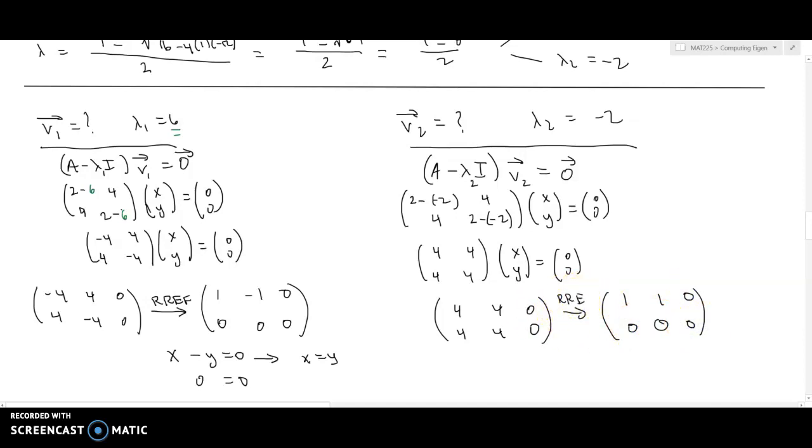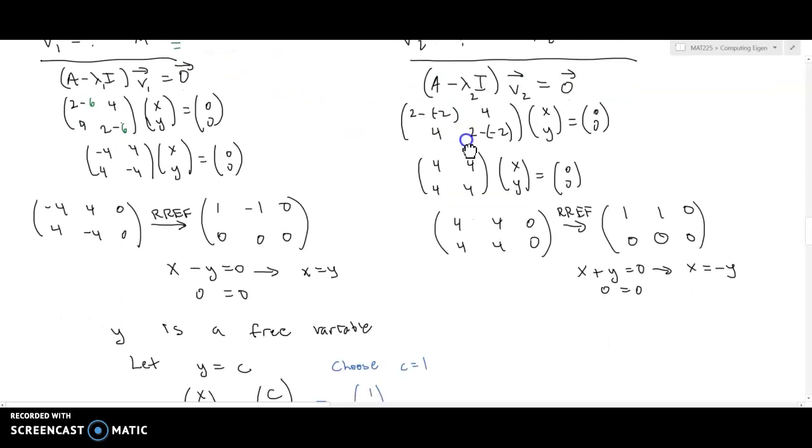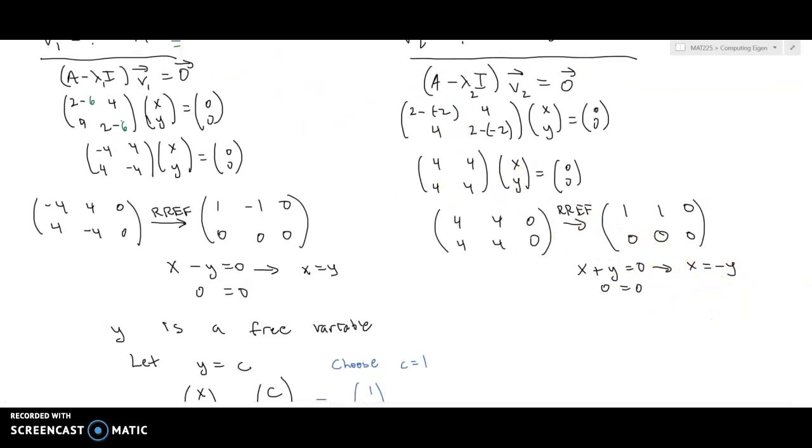And we can see that this is going to have infinitely many solutions as long as x plus y equals 0 and 0 equals 0. So for any eigenvector we will require that x is equal to the negative of y. Now once again, there's no constraint telling us what y has to be, so because there's no information on what y has to be, we can say that it is a free variable. So again, y is a free variable. We'll set it equal to c, some constant.